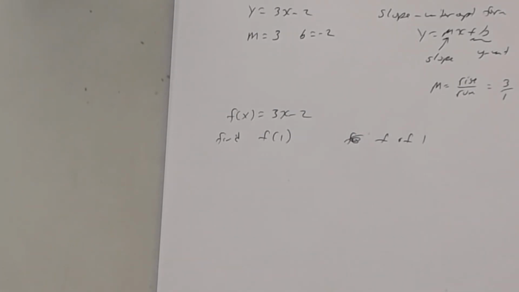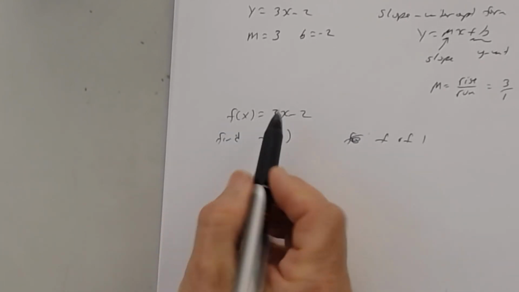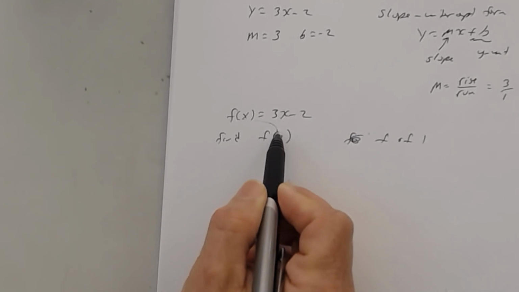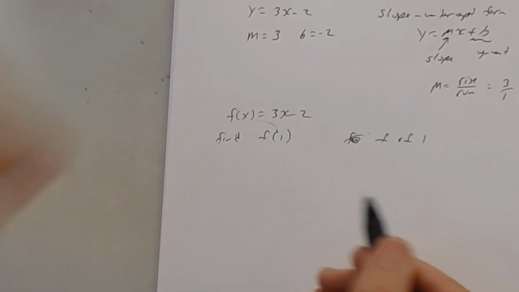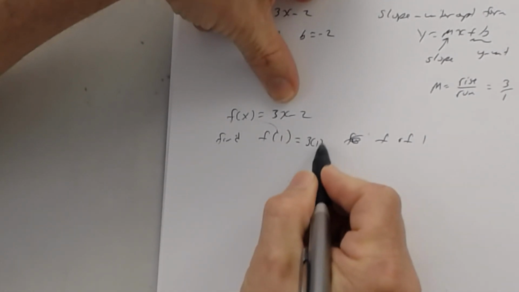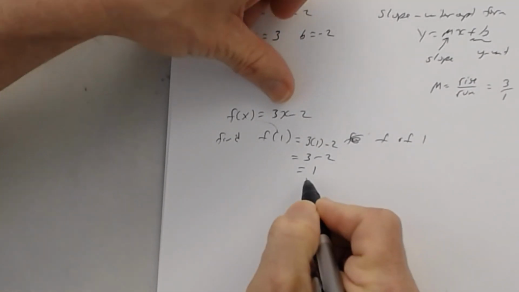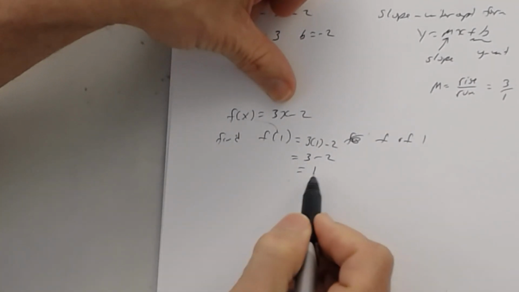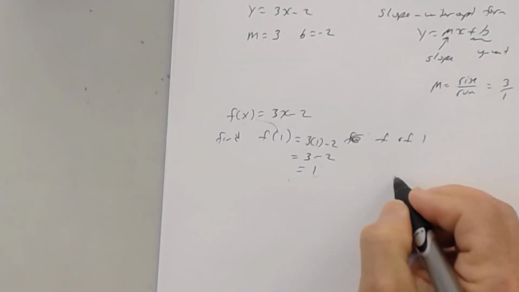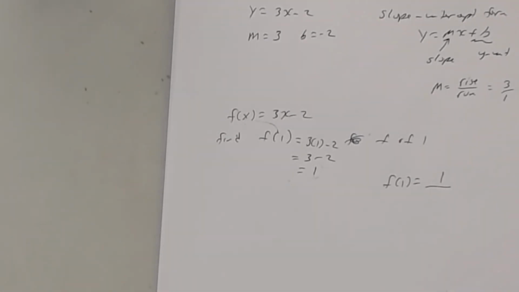Now, notice that this said f of x. So x is being replaced by what number? 1. So wherever you see the variable x, you're going to plug in 1. All right, so f of 1 equals 3 times 1 minus 2. 3 minus 2 is 1. So when x is 1, you found your y value. What's my y value? 1. That's what you found. So on the blank, you would say f of 1 equals 1.